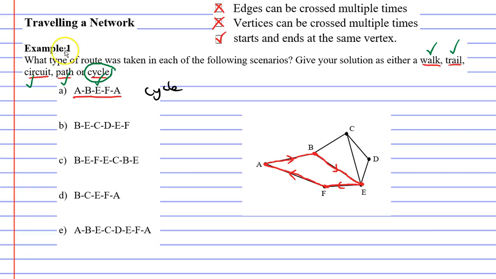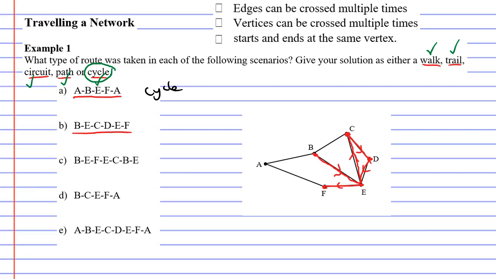Alright, moving on to question B, and what we're going to have to do is rub out our lines so that we're ready to do question B. Notice that we start at vertex B and we end at vertex F. So starting at B, we go down to vertex E, then over to vertex C, then to vertex D, then to vertex E again, and then over to vertex F.